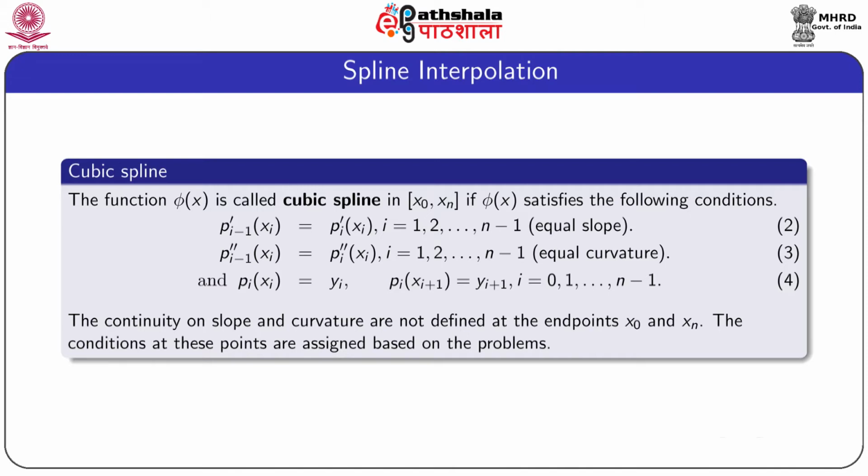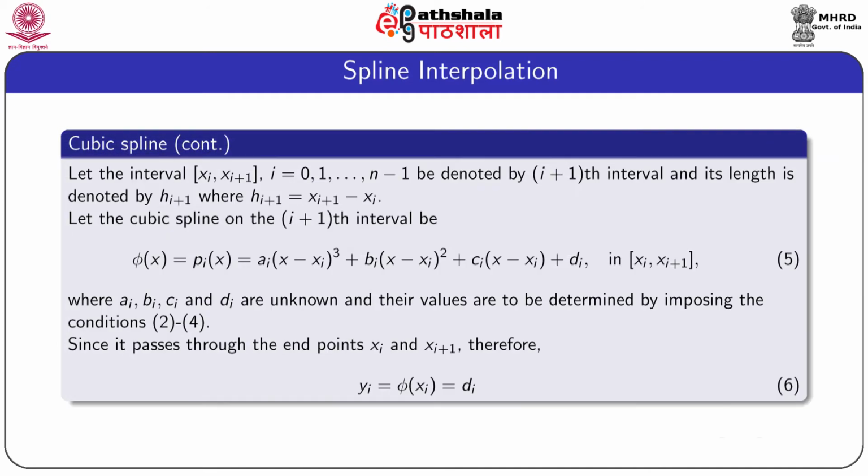The continuity of slope and curvature is not defined at the end points x_0 and x_n. These conditions are different, and they are to be imposed based on the application of the problem. Now, we denote the interval [x_i, x_{i+1}] as the (i plus 1)th interval, and the length of this interval is denoted by h_{i+1}, which is equal to x_{i+1} minus x_i. This represents the length of the (i plus 1)th interval.